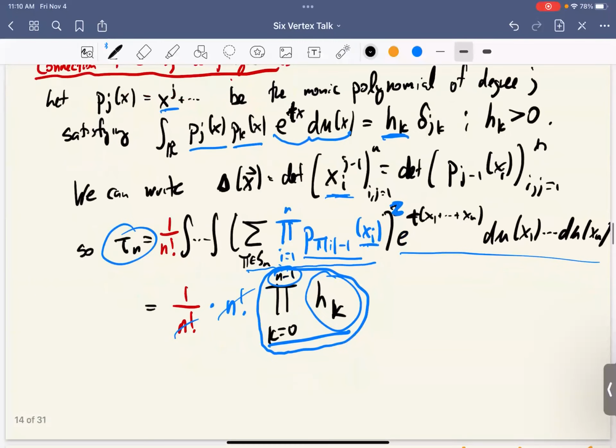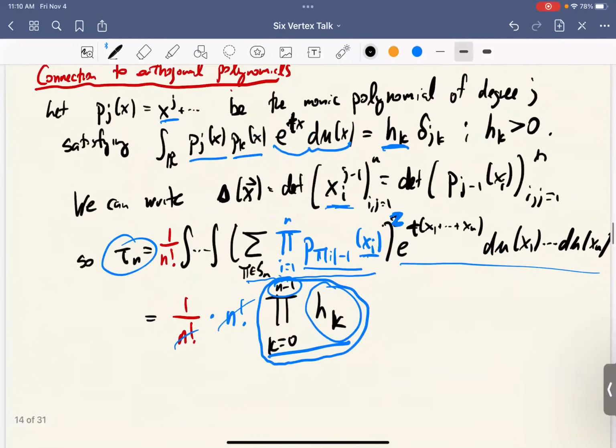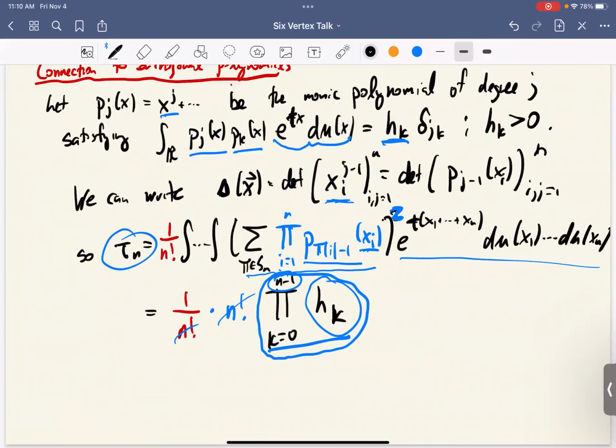Okay, so the problem becomes a problem about the asymptotics of these orthogonal polynomials. Did each case depend on T then? The hk do depend on T, yeah, that's right.